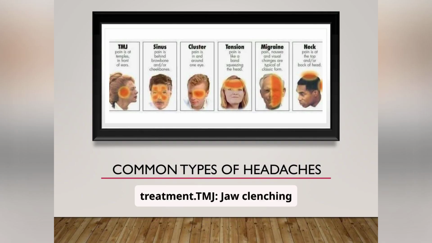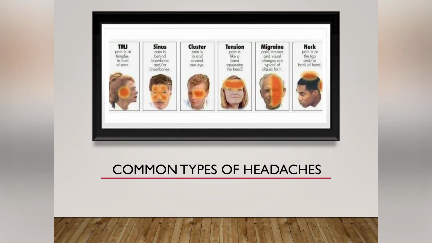TMJ: jaw clenching or chewing triggers pain. Sinus: pressure pain in the cheeks and forehead with nasal congestion. Tension: tight band around the head. Cluster: sharp, stabbing pain behind one eye. Migraine: throbbing, pulsating pain with systemic symptoms. Tip: always ask about location, duration, and associated symptoms.